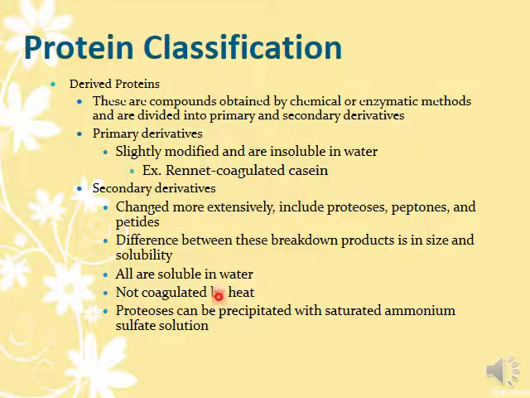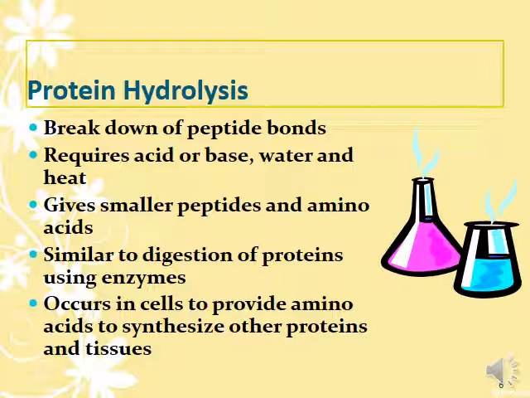Secondary derivatives are not coagulated by heat. And lastly, proteose can be precipitated using saturated ammonium sulfate solution. Next, we will look at protein hydrolysis. Hydrolysis means you are breaking down the peptide bond which links one amino acid to another. Now, how can we hydrolyze protein? We can use either acid or base, or water and heat.